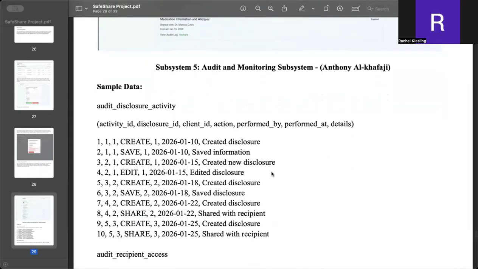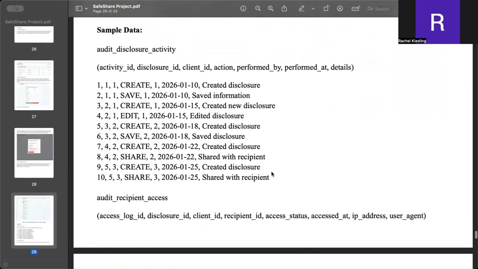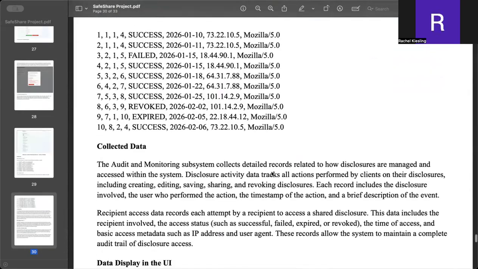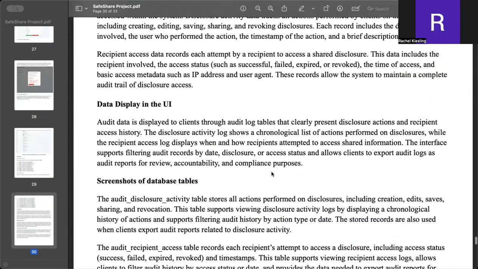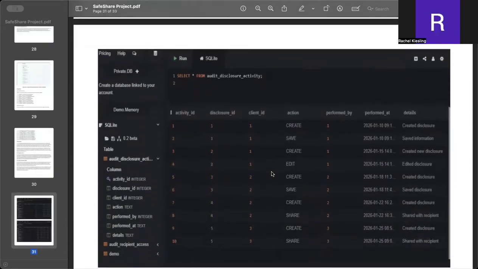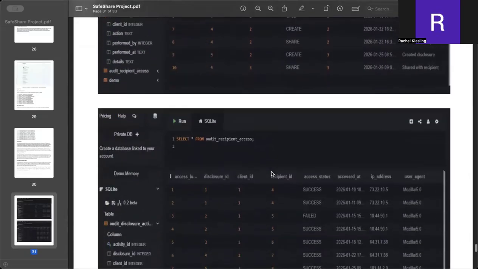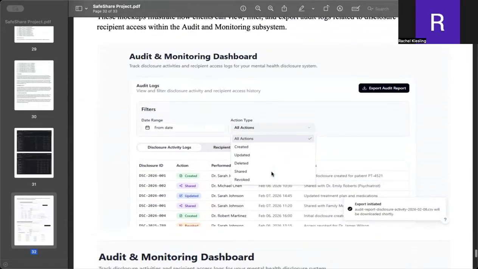And my groupmate Anthony is in charge of audit and monitoring. And here is the sample data. This is the selection of tables for the subsystem and the user interface.